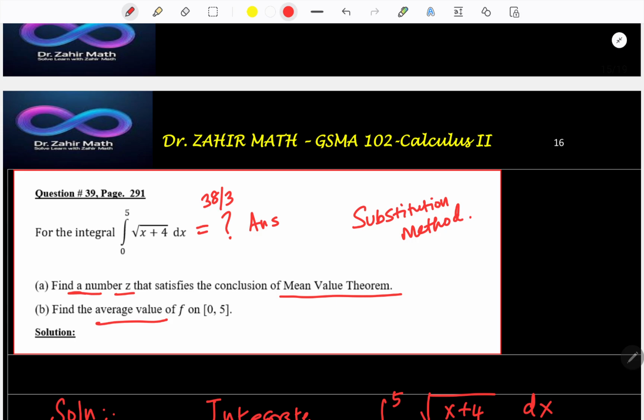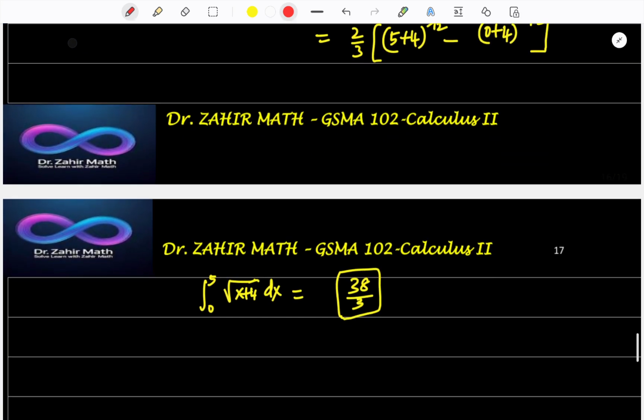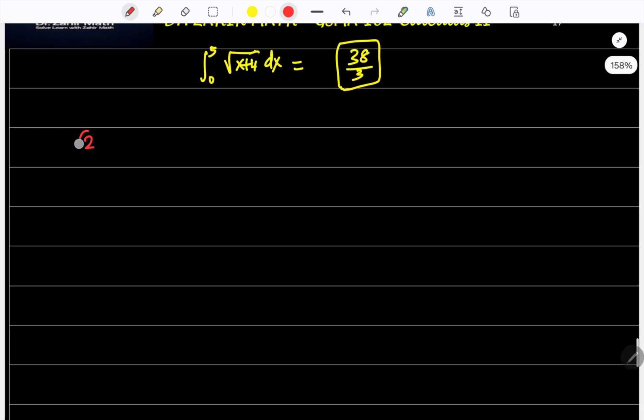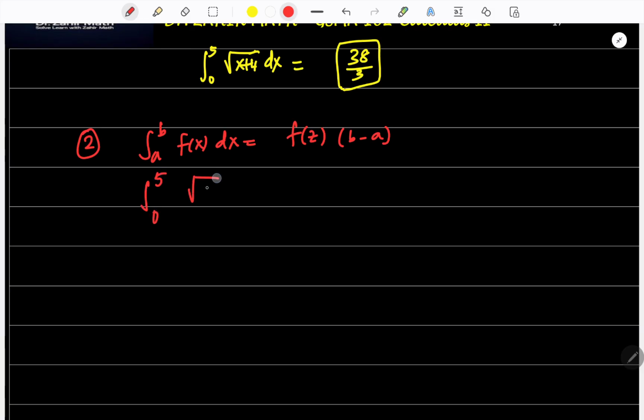Okay, right. So let's start the theorem now. What is the theorem? Step number 2, right? The integral from a to b of f of x dx is equal to f of z times b minus a. So the integral from 0 to 5 of the square root of x plus 4 dx equals f of z times b minus a. What's your b? B is 5, a is 0. Lower limit is a and upper limit is b.